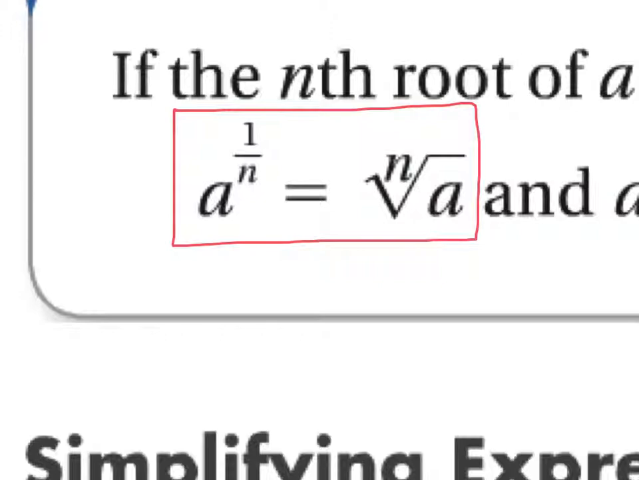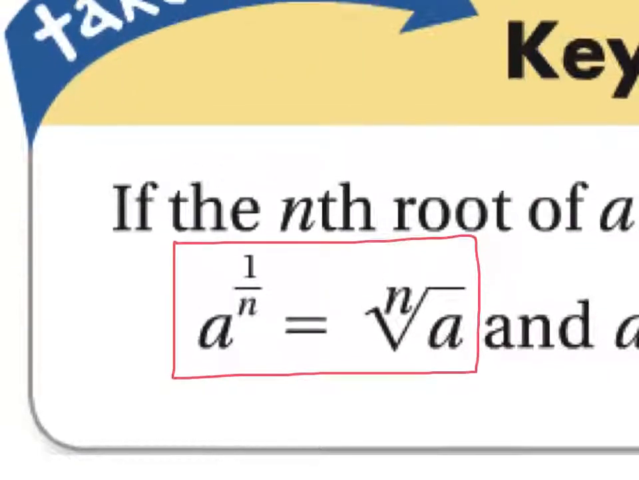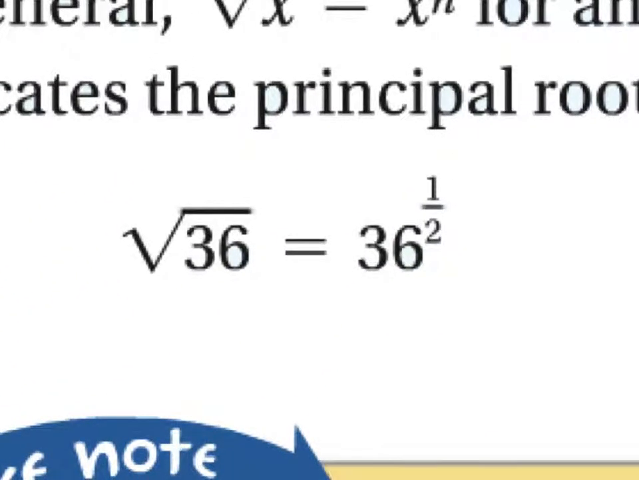If I have the nth root of a, that can be rewritten as a to the 1/nth power. That is the short and skinny of it. Let's go ahead and take a look at a quick example of that right above that.